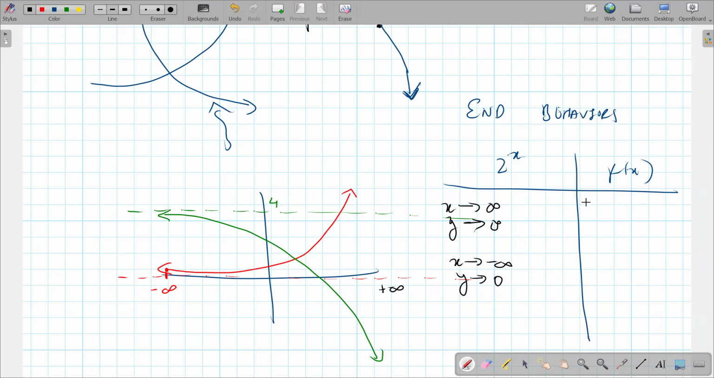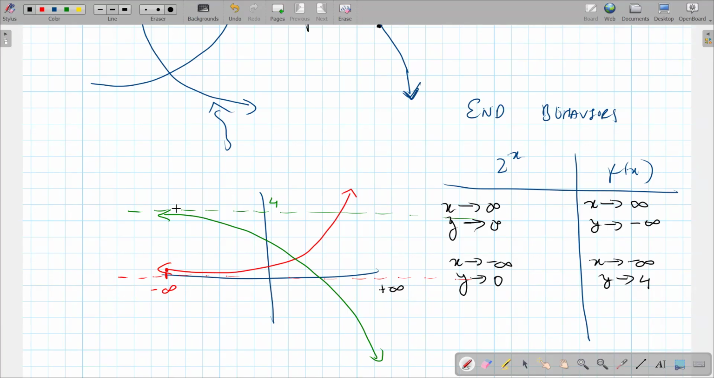Now let's look at it for the transform function. As x goes to positive infinity for the green function, where does y go? Negative. Yes. As x goes to negative infinity on the green function, where does y go? To 4. Perfect. And that's the answer to this question.